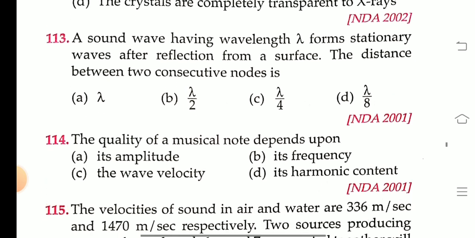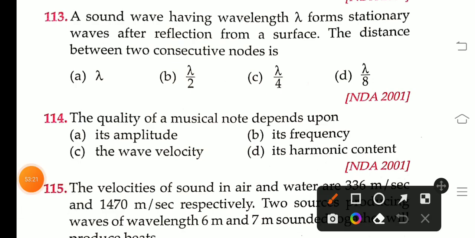Next, a sound wave having wavelength lambda forms stationary waves after reflection from a surface. The distance between two consecutive nodes is. Right answer option B, lambda by 2. Next, the quality of a musical note depends upon its harmonic content. Right answer option D.